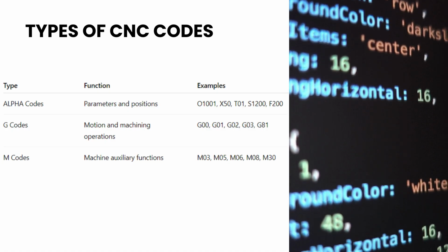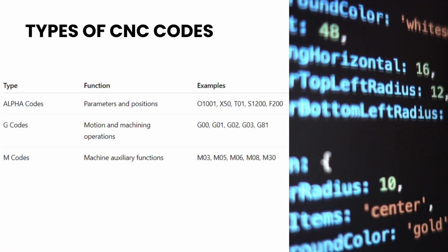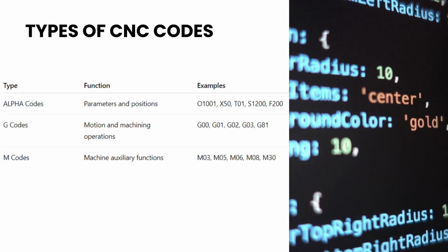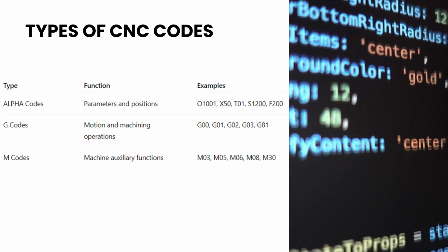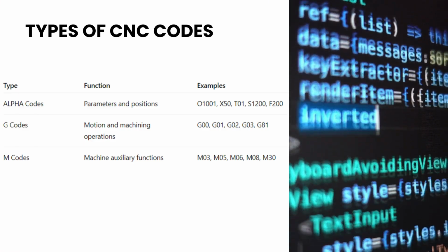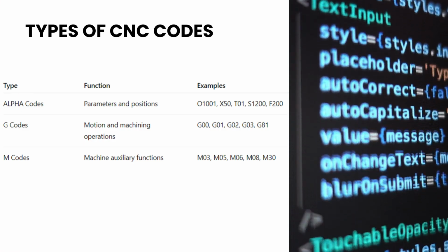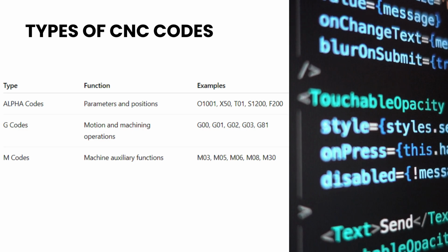If you think of the CNC language as a sentence, alpha codes are the nouns. They name the things we are working with: positions, tools, speeds, and feeds. Without them, the machine would have numbers with no meaning.